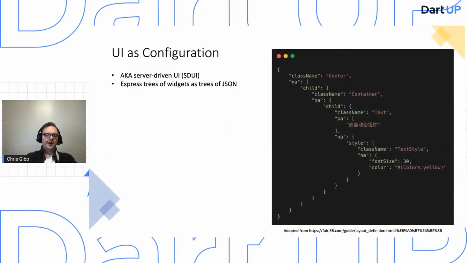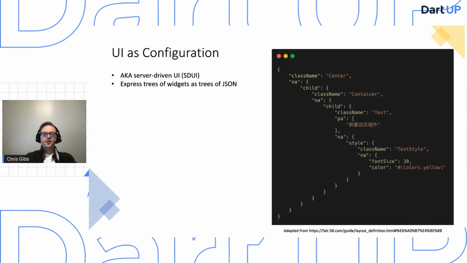So we'll start off with UI as configuration. Also referred to as SDUI or server-driven UI, instead of expressing your UI as trees of widgets, you instead express your UI as trees of configuration. You could imagine this configuration could be provided to an app at runtime over the network, right? You can allow your UI to change without a new version having to be released. On the right of this slide is an example I've adapted from the documentation of a project called FAIR. And FAIR aims to enable exactly this scenario.